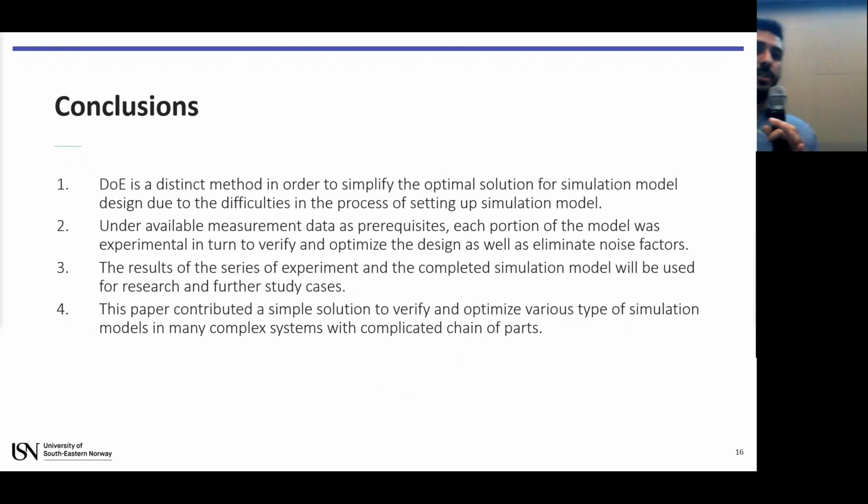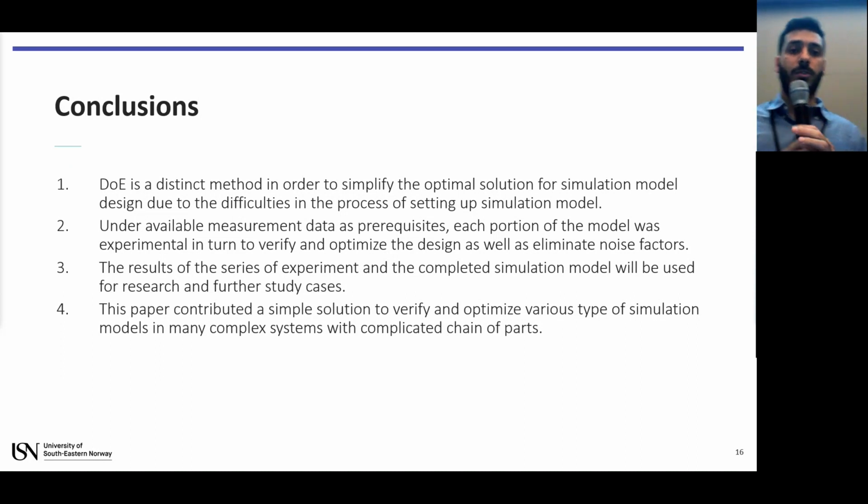So, just as a conclusion, DOE was a distinct method to simplify the solution for the simulation model. And of course, there are a bunch of difficulties inside the simulation, but here we presented just one of the examples that are shown in the paper. It can be done under the available measurements as a prerequisite, right? And each portion of the model, since we use the blocking part, can be tested internally to verify and to optimize the design of the entire hydro plant, considering the different blocks.